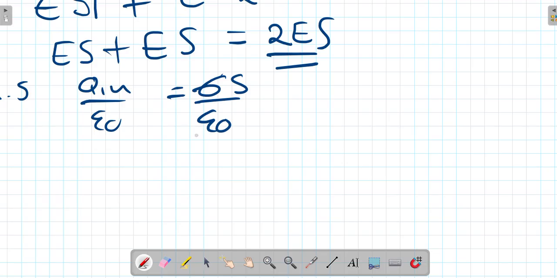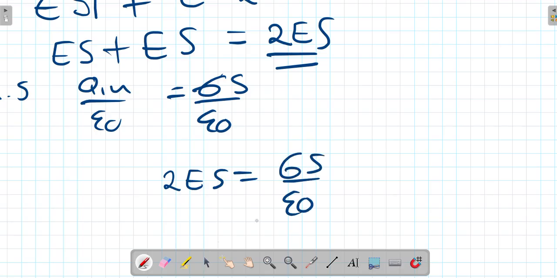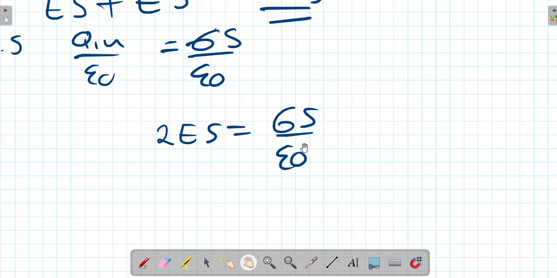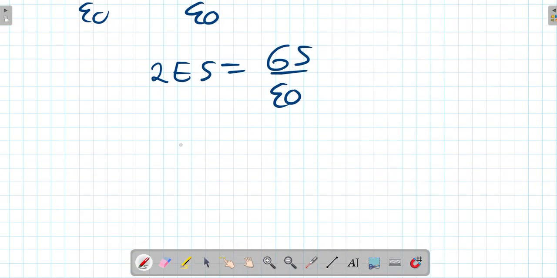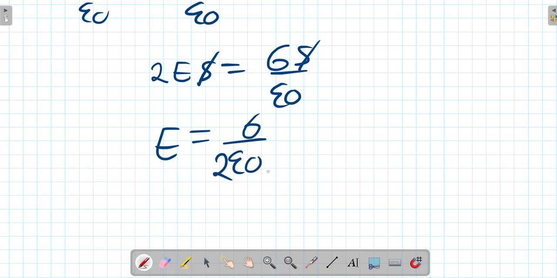So I'm now going to equate. We're going to say 2ES is equal to sigma S over epsilon 0. We know that this surface and this surface are equal, so we can now cancel. Remember, what are we finding? What we're finding is E, the electrostatic field. So we're going to make E the subject of the formula. E is going to be equal to, this and this will cancel, sigma over 2 epsilon 0.